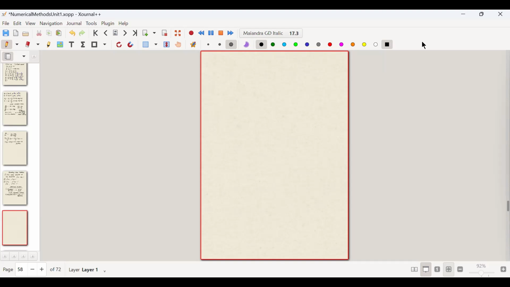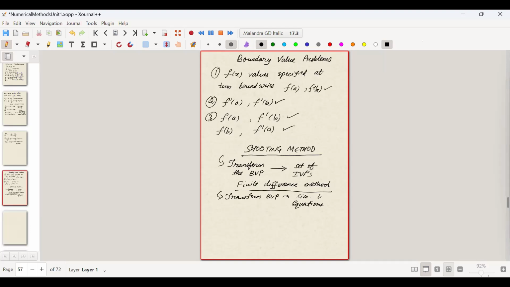Can you see why? f is specified only at two boundaries, f of a and f of b. But at the first boundary, one of the variables is missing. What about its derivative there? We have no idea about it. So the idea of these methods is to approximate.